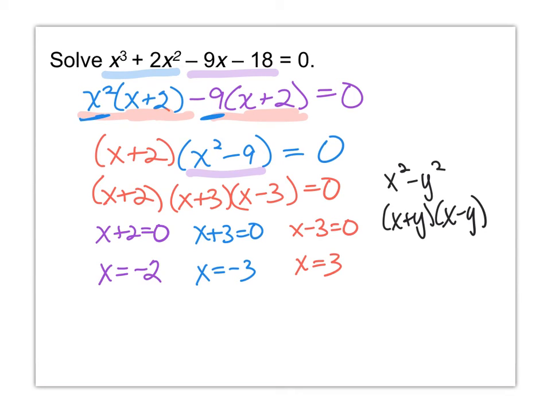We do want to make sure each one of those checks in the original equation. So take the time to do that on your own, and one way that you can write your answer is those three separate answers. You can also use the set notation and denote that -2, -3, and +3 are all solutions to this polynomial equation.